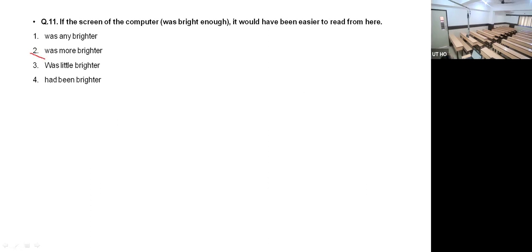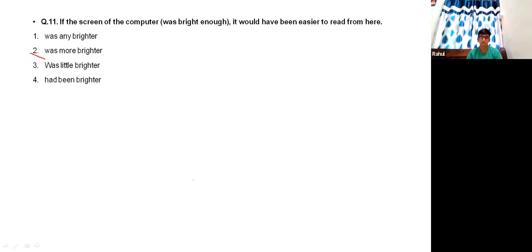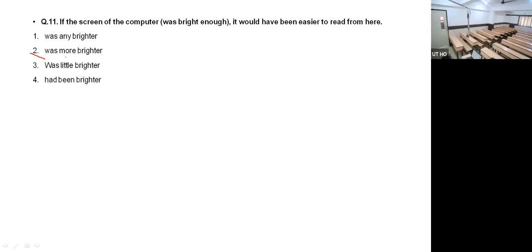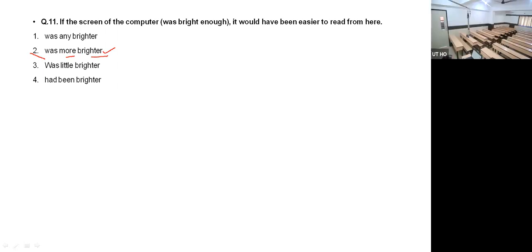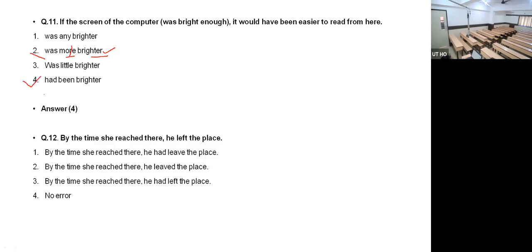Would you go with "was more brighter"? No, because you can't use more with brighter. We already have brighter. We wouldn't say more brighter. Brighter is already the comparative form. "More bright" may be correct, but grammatically we won't use it. Bright, brighter, brightest. So more brighter would be wrong. Just brighter, not more brighter. Had been brighter would be correct.